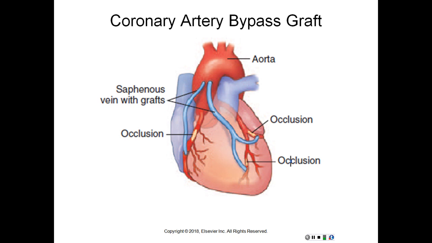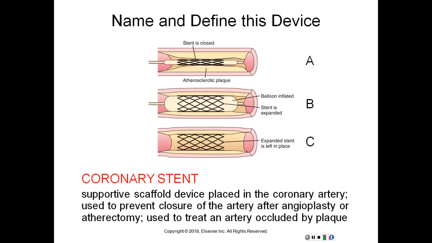And then bone marrow transplant, infusion of healthy bone marrow cells from a matched donor into a patient with severely diseased or damaged bone marrow. The donor cells may establish a colony of new healthy tissue in the recipient's bone marrow. So now just a few more pictures. Here is a picture of a coronary stent. Again, that definition was a supportive scaffold device placed in the coronary artery used to prevent closure of the artery after angioplasty or atherectomy, used to treat an artery occluded or closed by plaque.